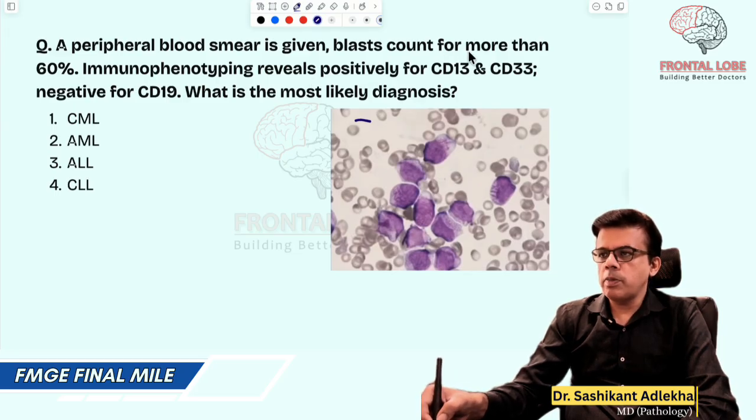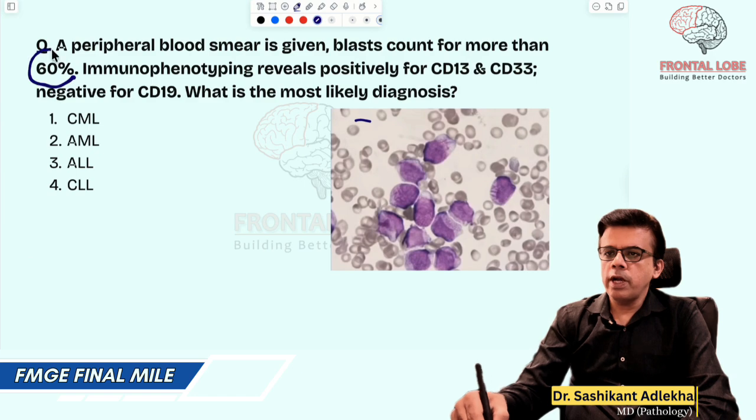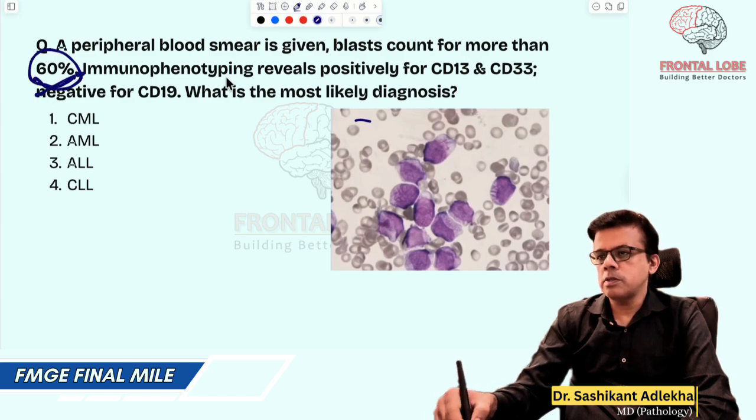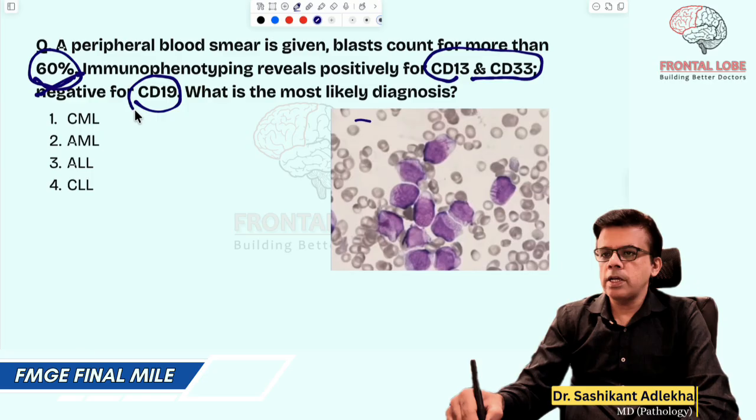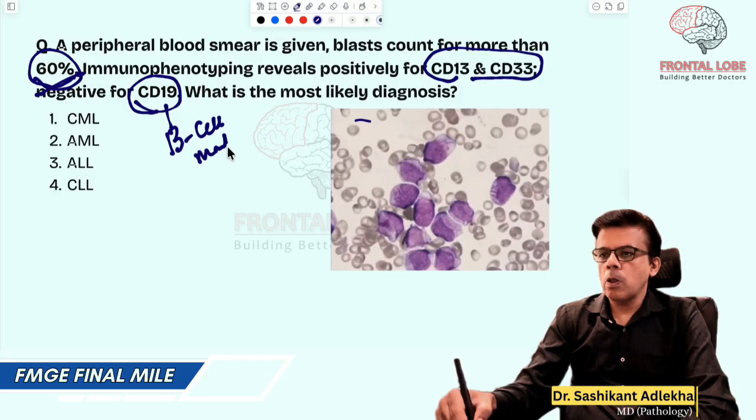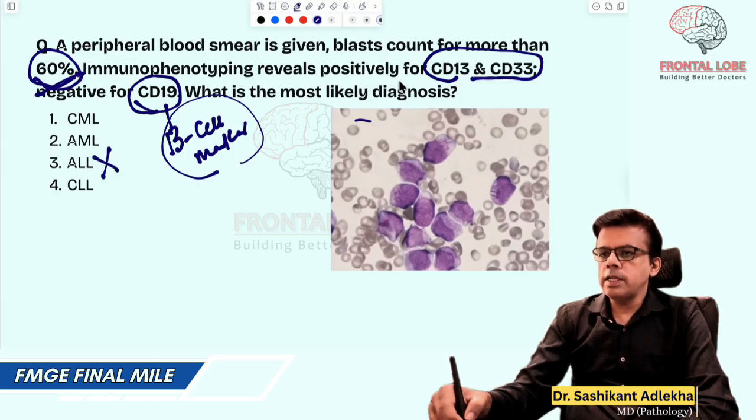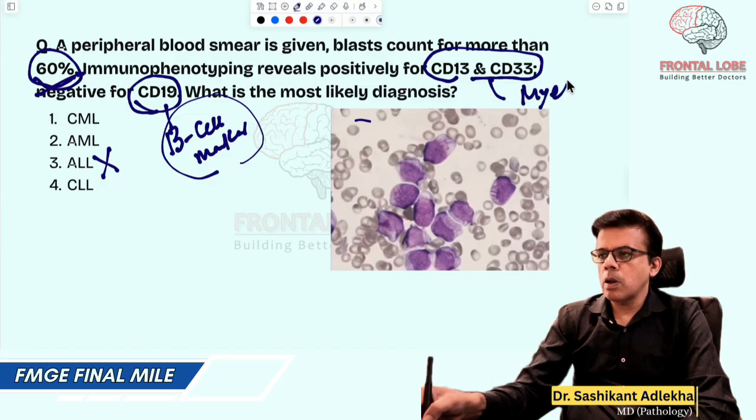Peripheral blood smear is given with blast count of more than 60%. So very high blast count. I'll just note it down. And there is immunophenotyping that reveals positivity for CD13 and CD33, negative for CD19. So CD19, what is it? It is a B cell marker, one of the pan B cell markers. So the B cell lymphocyte marker is not there. So ALL is ruled out. And CD13 and CD33 are positive, so they are myeloid markers.